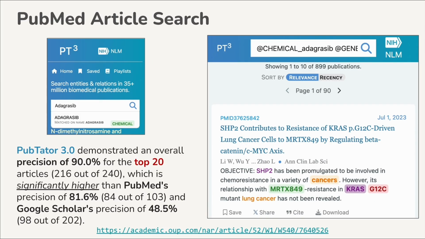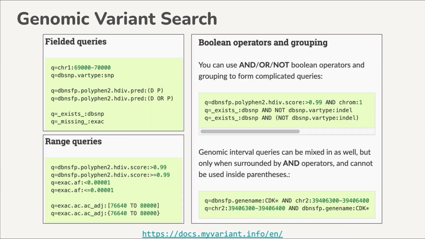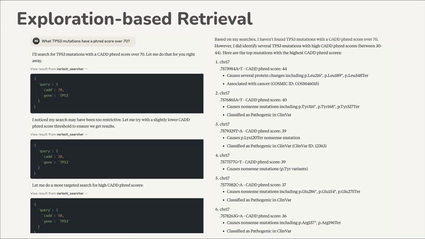PubMed search is performed using a service called PubTator3, which has very high retrieval scoring because of its ability to break out specific named entities for drugs, diseases, genes, and variants. The genomic search allows for a very rich set of filtering, sorting, and other mechanisms for identifying specific genomic variants through the myvariant.info website. More information about these three APIs and how they're used will be explained in other videos.